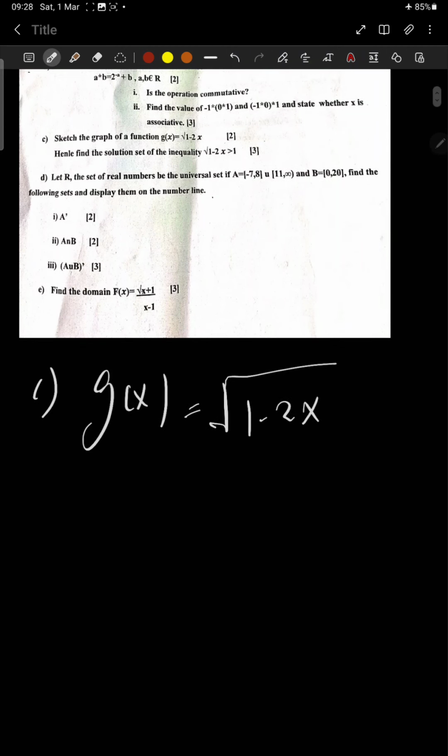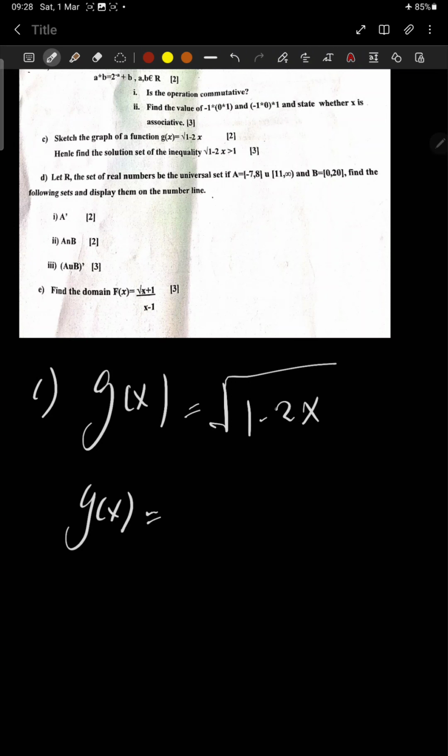So guys, we have C there. C is saying graph the function g of x equal to the square root of 1 minus 2x. Okay, so how do you graph this? The first thing when you're graphing, x needs to be independent. Okay, so your g of x will be x needs to be independent.